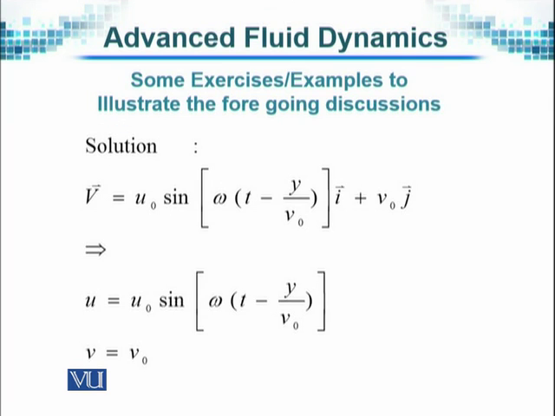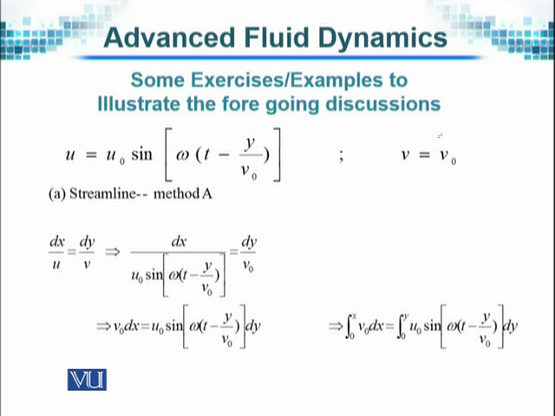So V is given as u naught sine of omega times t minus y over v naught in the x direction, and in the y direction there is no variable, only a constant v naught. Whereas here there is a variation. You can see that there is time here, and there is a y here. So the variables are there. These are the values written separately for the velocity components u and v.